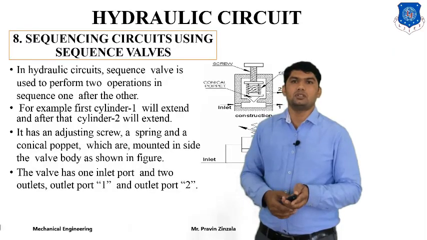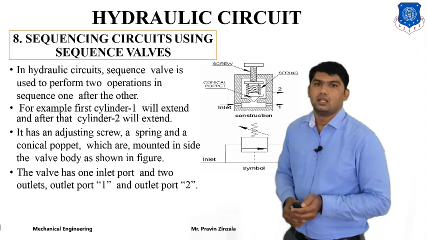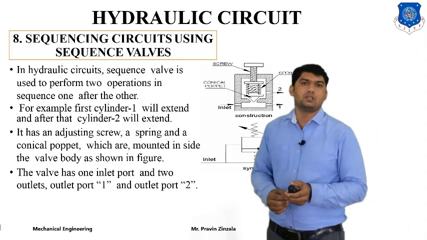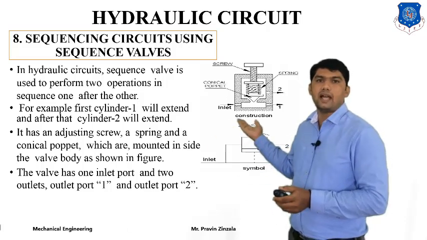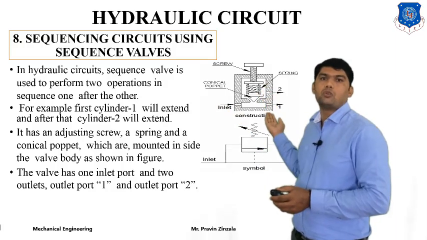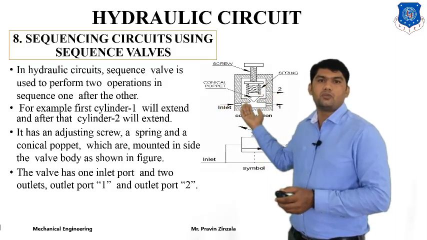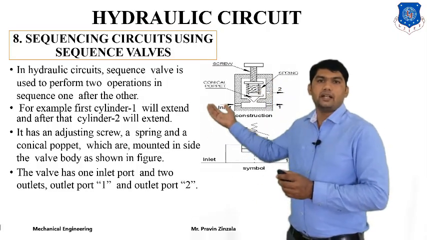Now we will discuss the sequencing circuit using the sequencing valve. We also discussed the sequence valve in hydraulic and pneumatic symbols. This is the diagram of a sequence valve. There will be one input and two outputs. So the inlet is only for one, and 1 and 2 are the outlets. The inlet will be connected to the pump.